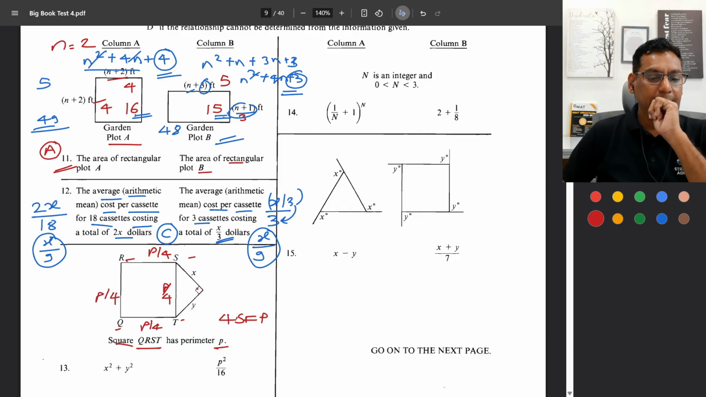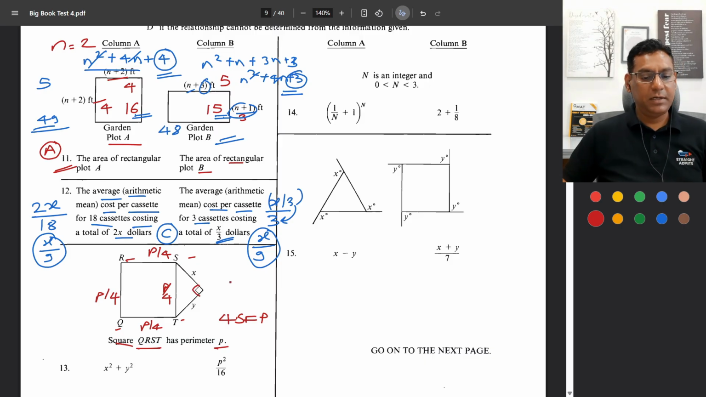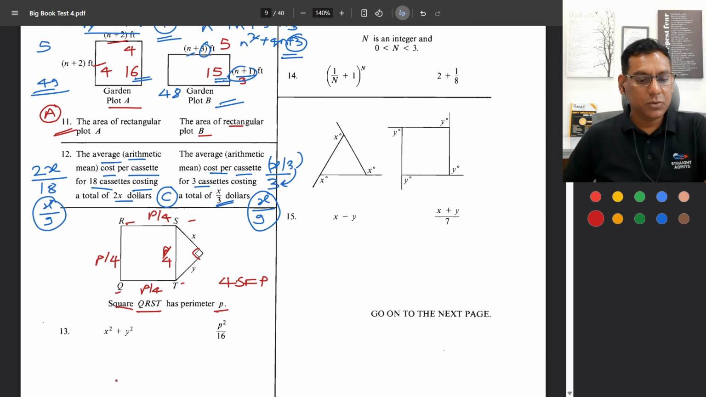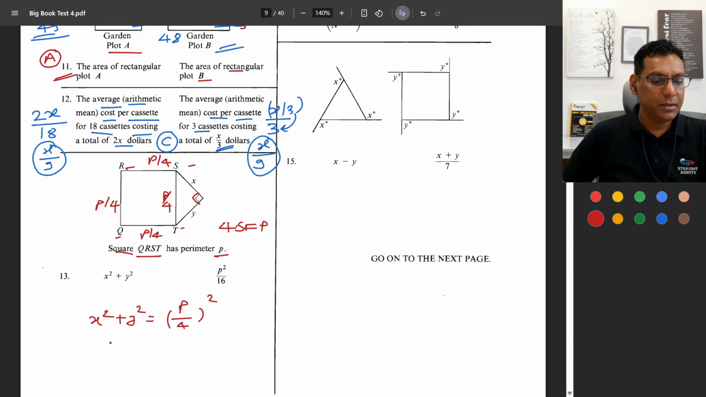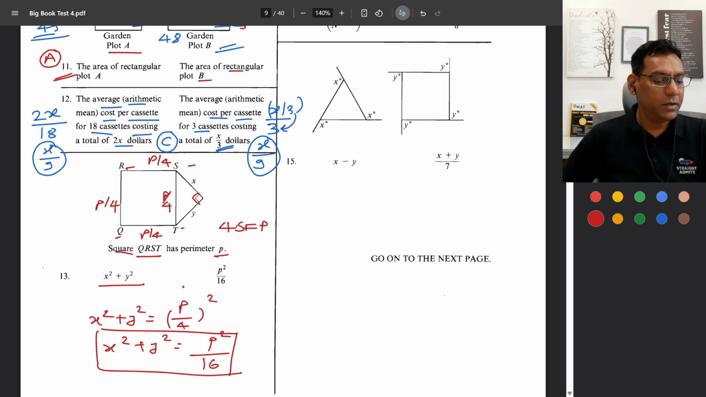Again, I also know that this triangle is a Pythagorean triangle. So what can I say? I can also say that x square plus y square is equal to hypotenuse square, that is p by 4 square. Correct? So that is x square plus y square is equal to p square by 16. That means information I derived. Now what do I have to do in the question? x square plus y square and p square by 16. They are equal, as I found out. So these quantities are equal. Answer choice C.